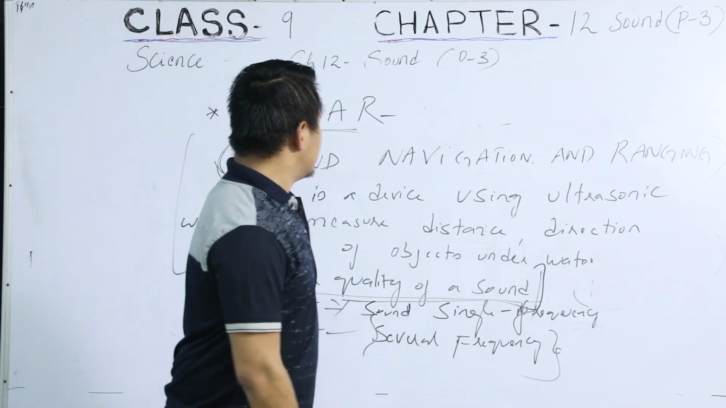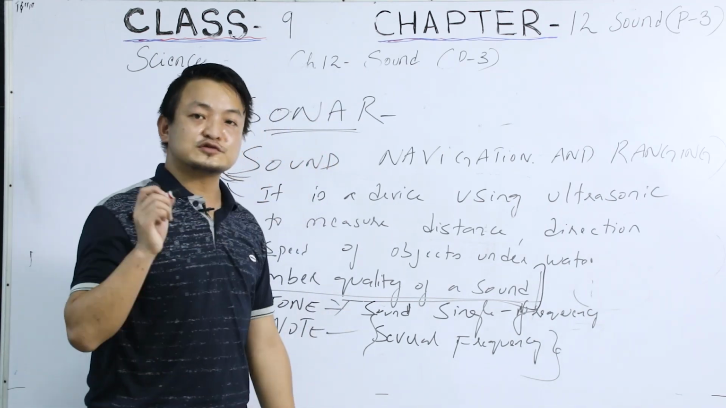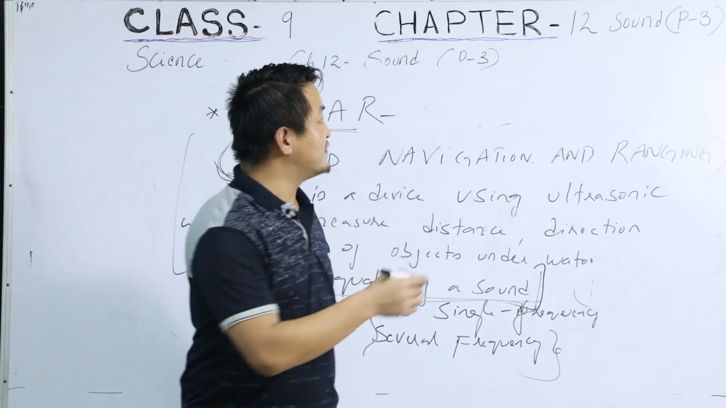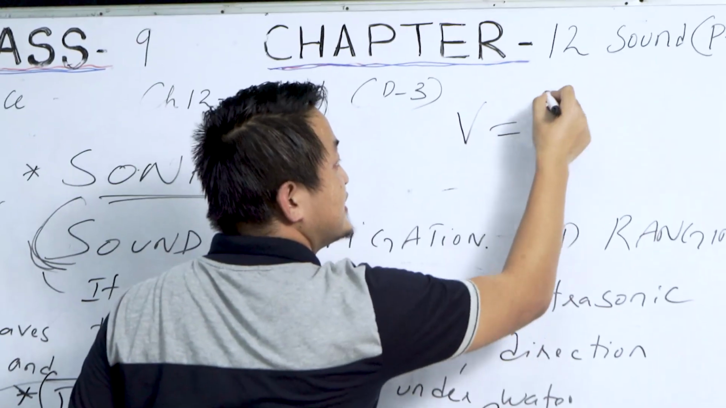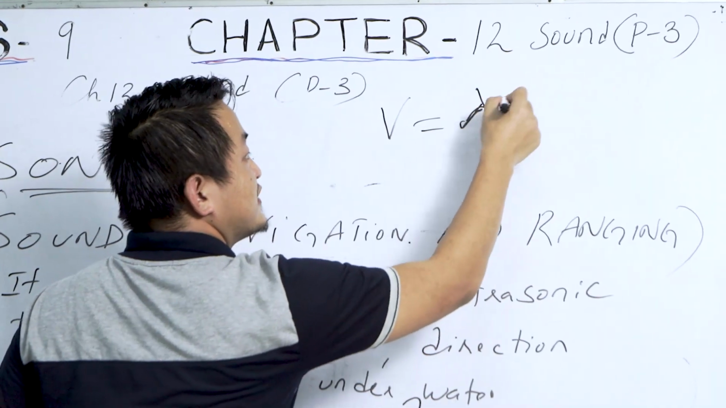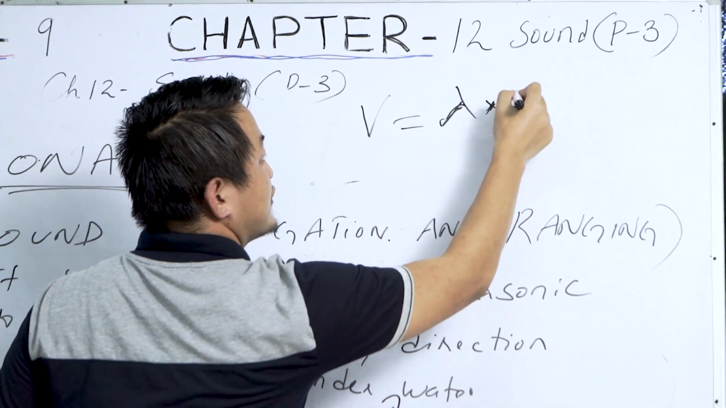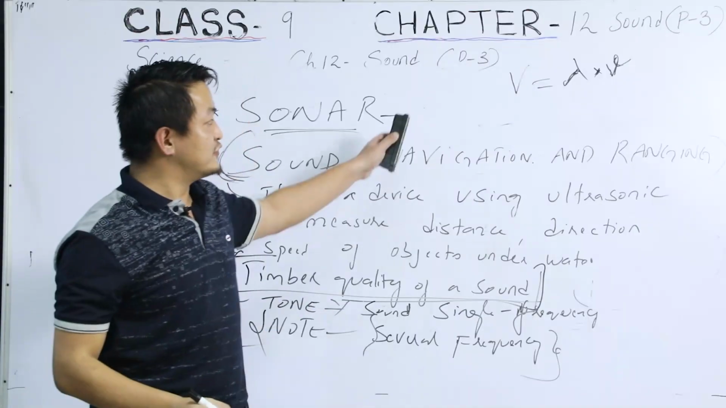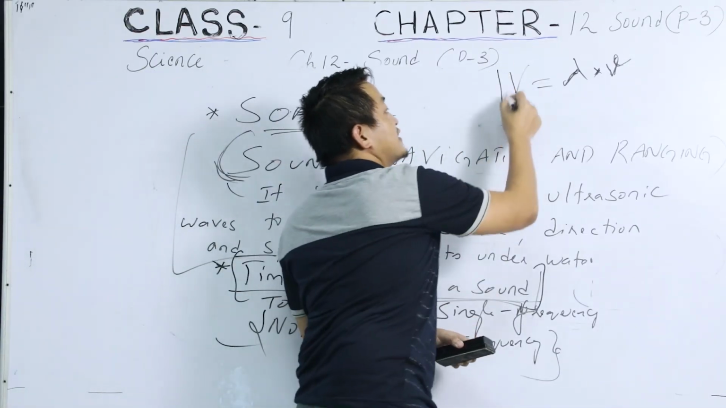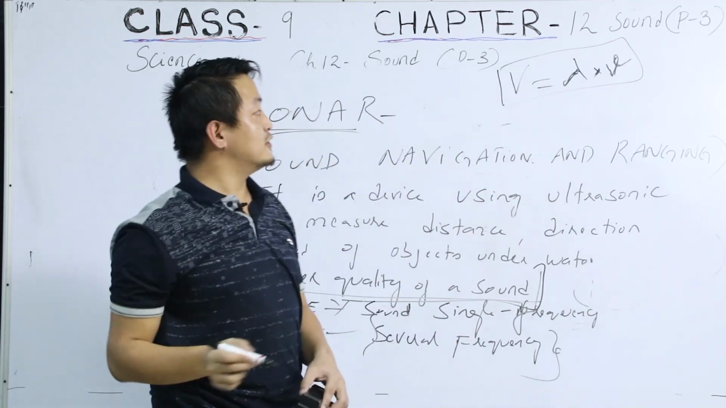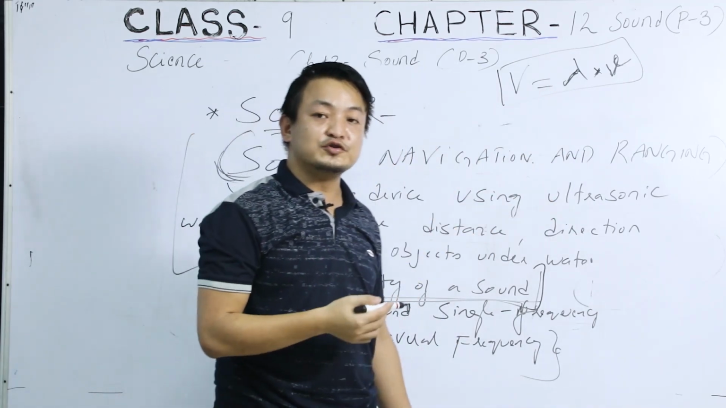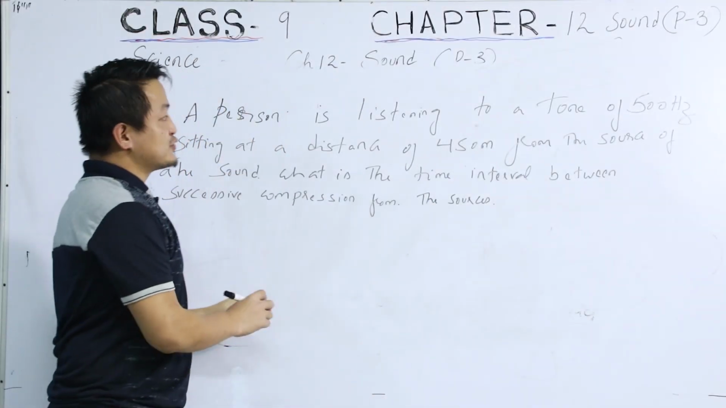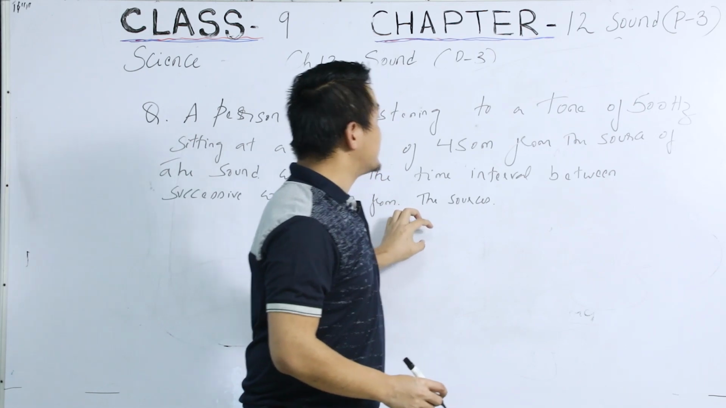Clear? Okay students, we will solve one numerical question. In the last class, I gave you the relationship that speed is wavelength into frequency, right? Frequency is represented by nu. We have solved numericals related to this relationship. So today, let's solve another numerical. So students, this is the question, let's solve this numerical together.